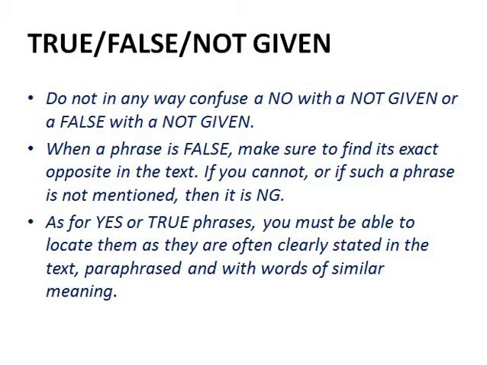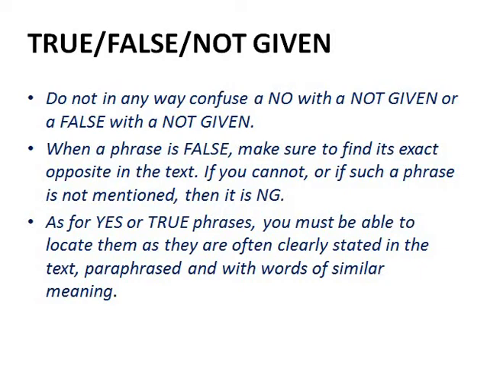And then for true, false, or not given questions, please do not in any way confuse a no with a not given, or a false with a not given. When a phrase is false, make sure to find its exact opposite in the text. If you can't, or if such a phrase is not mentioned, then obviously it is NG, or not given. As for yes or true phrases, you must be able to locate them as they are often clearly stated in the text. Take note of the word clearly. And they are paraphrased with words of similar meaning.